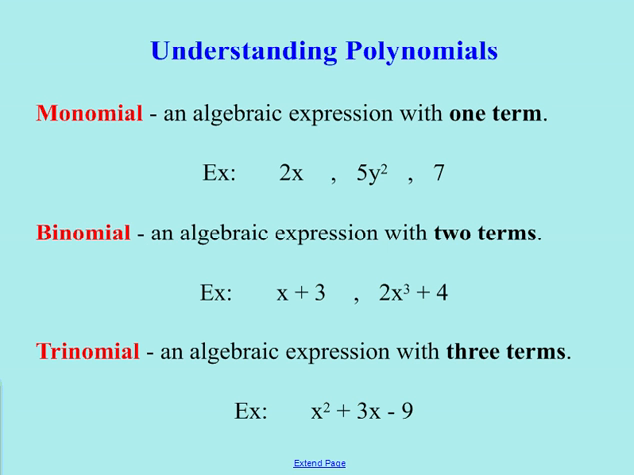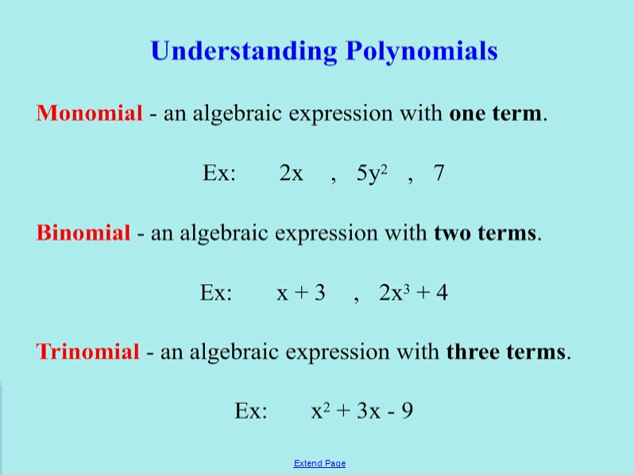A binomial is an algebraic expression with two terms. For example, x plus 3 is a binomial because it has two terms, x and positive 3. 2x cubed plus 4 is a binomial because it has two terms, 2x cubed and plus 4.